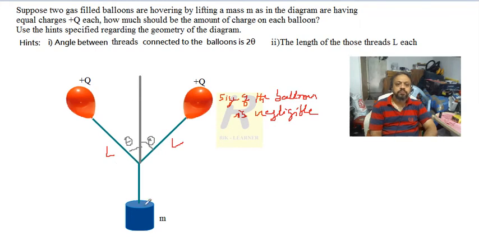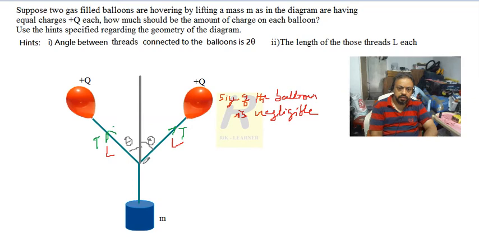See, the mass of this weight is acting downward, which is balanced by something acting in the upward direction. This is nothing but the tensions in these two threads. How actually are the tensions? Tensions in the ropes are like this. So this is T and this is T.